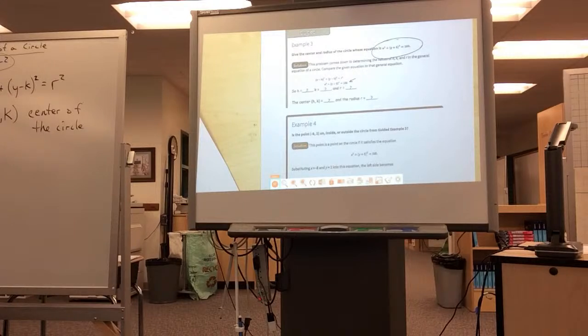Okay, so the form of the equation is x minus h quantity squared, and you compare that to this. So if you compare that, well, this is way invalid.